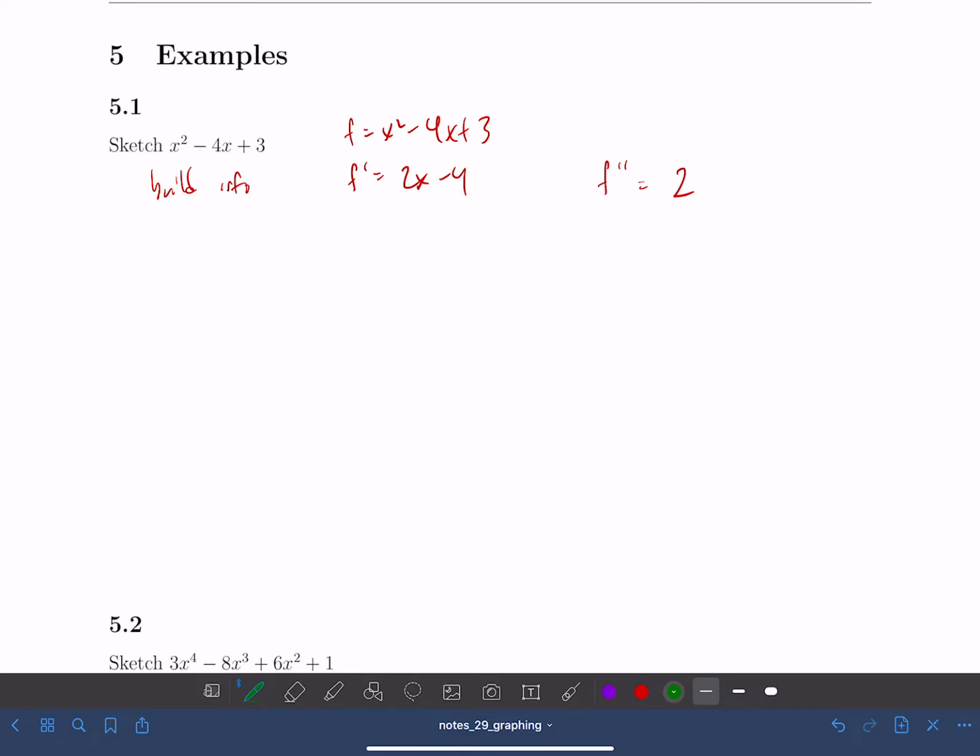Let's draw some conclusions already based on that. So f double prime equals 2 says that we have no inflection points, and in fact that it's always concave up. f prime equals 2x minus 4, fine. So that means that 0 equals x minus 2, and x equals 2 is a critical point.